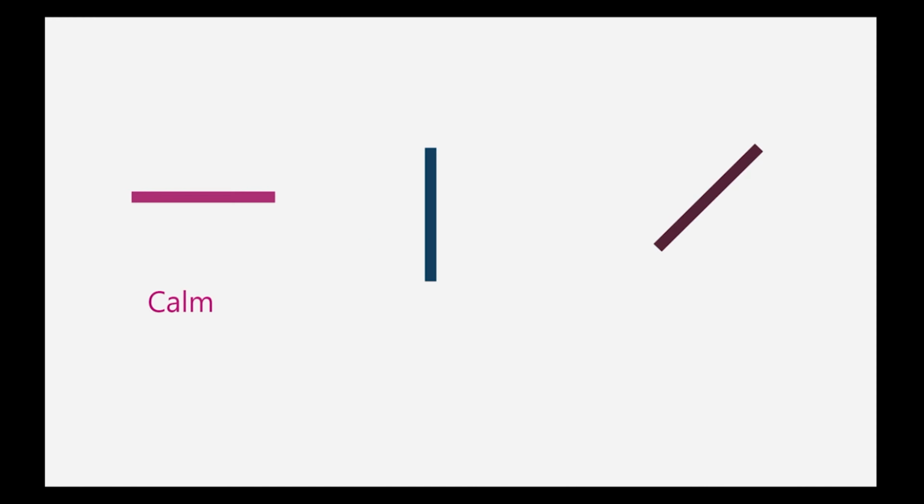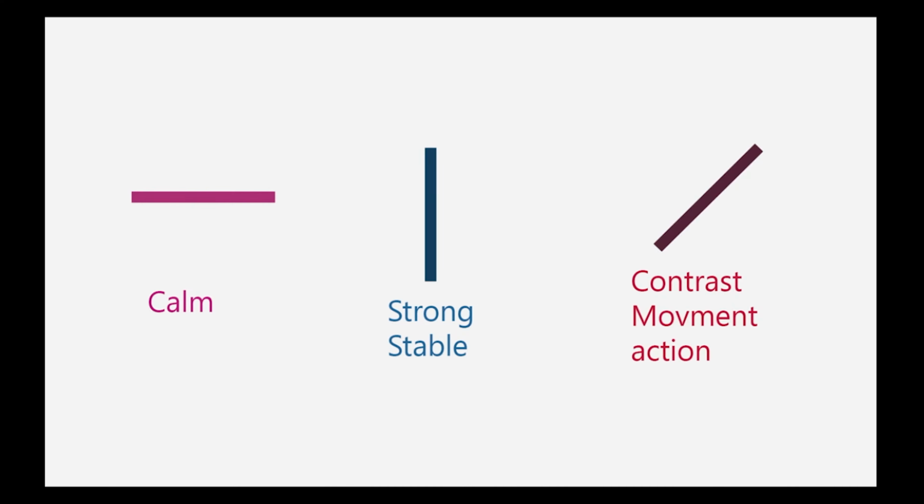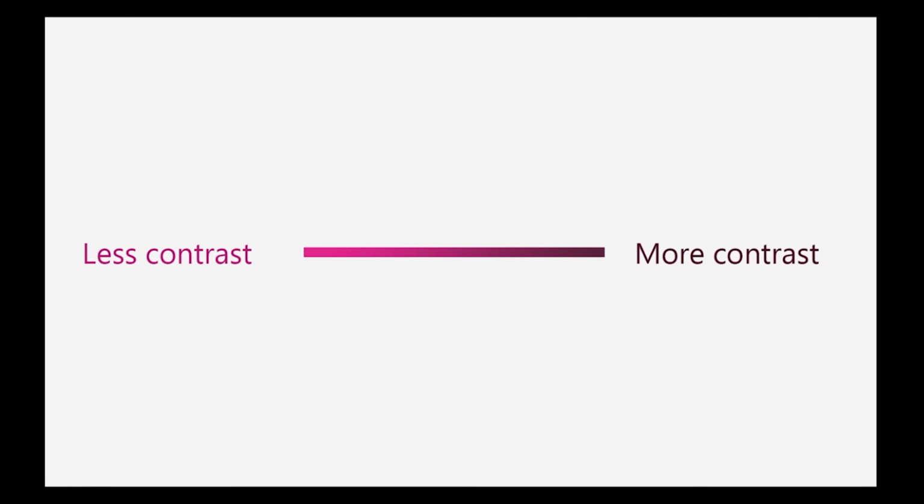Same thing happens with lines. A horizontal line is more calm. A vertical line is strong and stable, similar to the square, and a diagonal line shows more contrast, movement, and danger, similar to the triangle. All you need to remember from all of this is you need to ask yourself when you're drawing, do you want to show more contrast or less contrast?